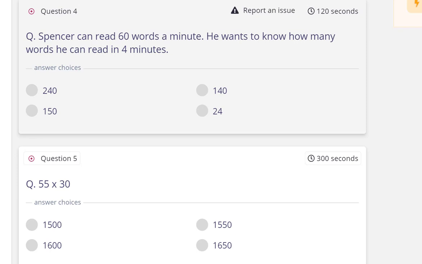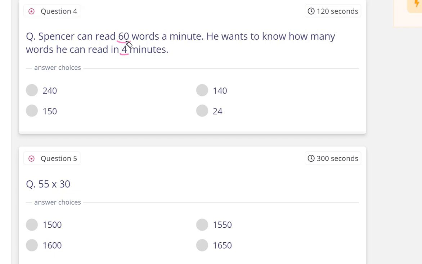60 multiplied by 4 is 240. Can you explain why we multiply 60 by 4? We multiply 0 and 4, it will be 0. 4 and 6 is 24. You are right, but why do you multiply 60 by 4? Why don't you add 60 plus 4 or divide 60 by 4? Why multiply? Because the story tells us how many words you can read in 4 minutes.